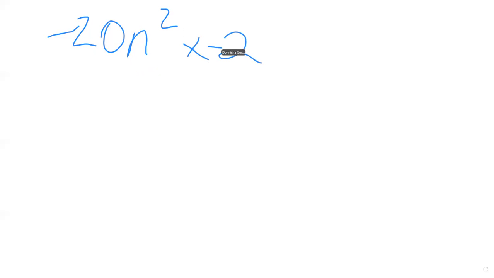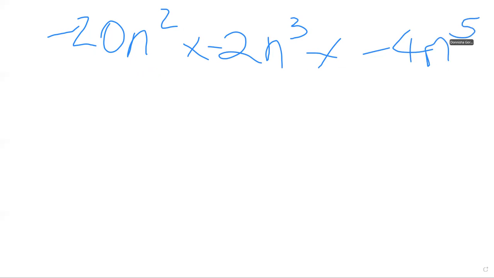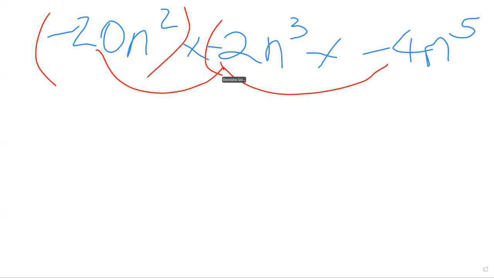Our next question says negative 20n squared times negative 2n cubed times negative 4n to the 5th power. All of the variables are the same, so this should be easy. So we focus on the numbers first. Negative 2 times negative 20 times negative 2 times negative 4. Remember, you are multiplying, not subtracting, not dividing. It's just the same as if all these numbers are in a bracket. So I don't want to hear anybody say that they are subtracting or dividing.